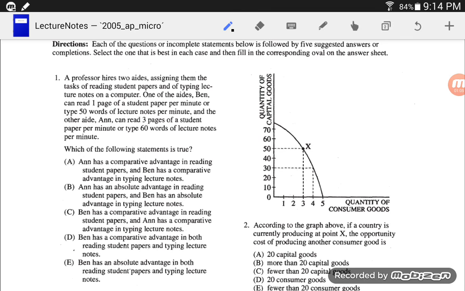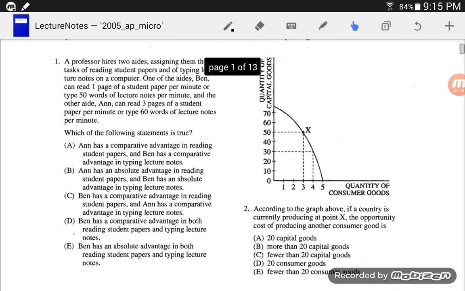A professor hires two aides, assigning them the tasks of reading student papers and of typing lecture notes on a computer. One of the aides, Ben, can read 1 page of student papers per minute, or type 50 words of lecture notes per minute. And the other aide, Anne, can read 3 pages of a student paper per minute, or type 60 words of lecture notes per minute. Which of the following statements is true? So pause the video, see if you can solve it.